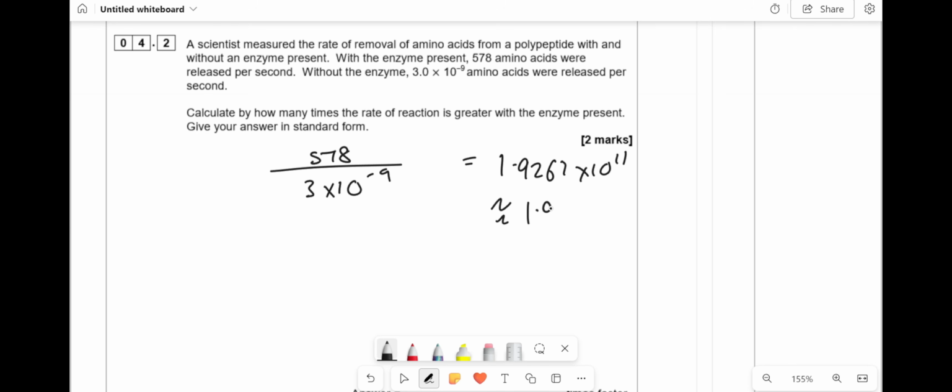So with the enzyme present, it was 578 amino acids per second. Without an enzyme, it was 3 times 10 to the minus 9. So to work out how many times more it is, it's that divided by the other thing. So 578 divided by 3 times 10 to the minus 9 gives you 1.9267 times 10 to the 11, and you've got to follow the number of decimal places or significant figures that they give you. So in this case, 3, so 1.93 times 10 to the 11.